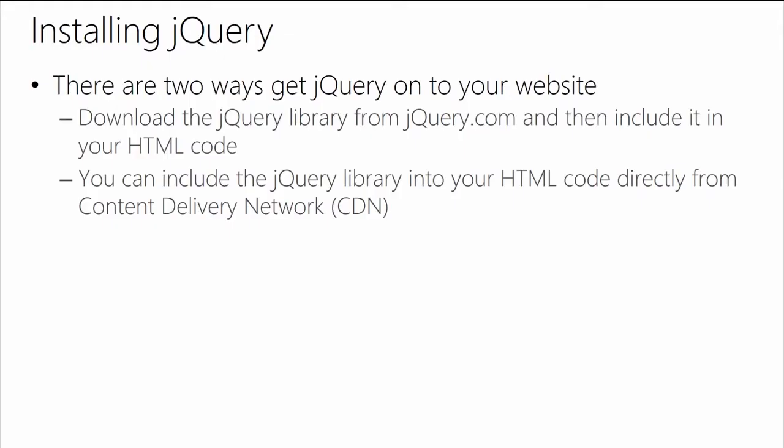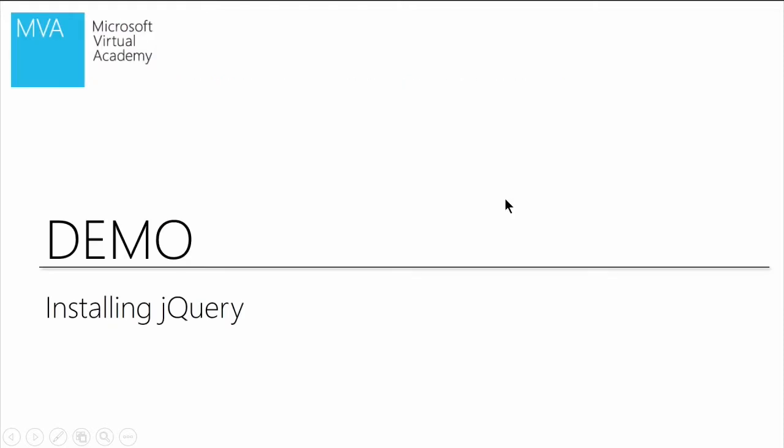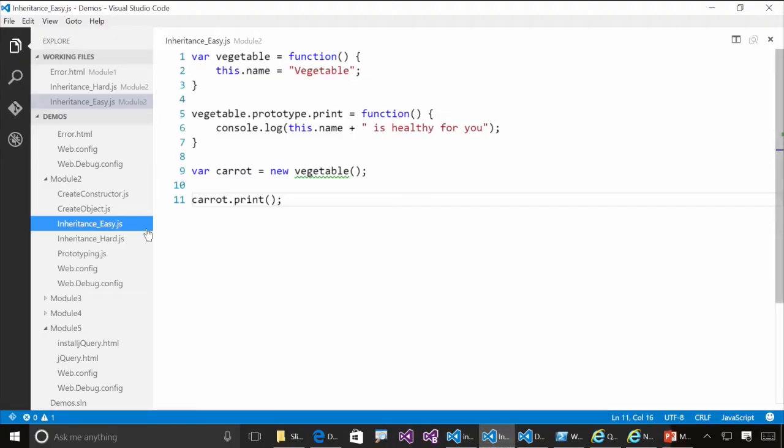So we're going to talk about installing jQuery. There are two ways. You can either download it from jQuery.com and then include it in your HTML code, or you can include the jQuery library into your HTML code directly from the Content Delivery Network. And that's what I've been doing in my demos. I'm just going to show you a quick demo on installing jQuery. It's actually really, really easy.